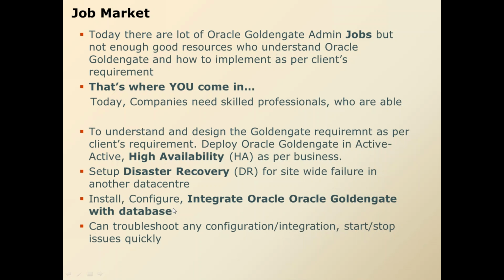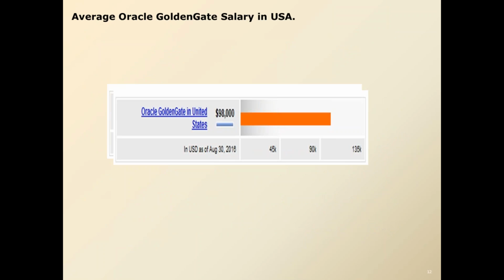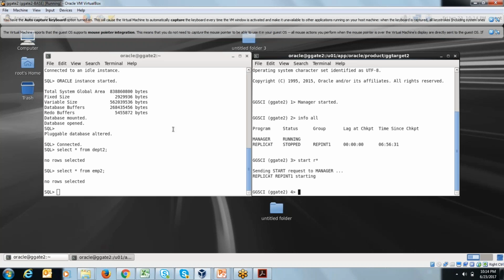Or you should be able to install, configure, and integrate Oracle Goldengate with the database. The average Oracle Goldengate salary as of August 30, 2016 was 98,000 US dollars annually. These figures are taken from Indeed.com. So the average Oracle Goldengate salary in the market as of August 30, 2016 is 98,000 USD.